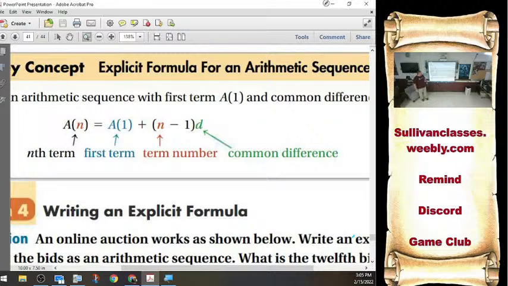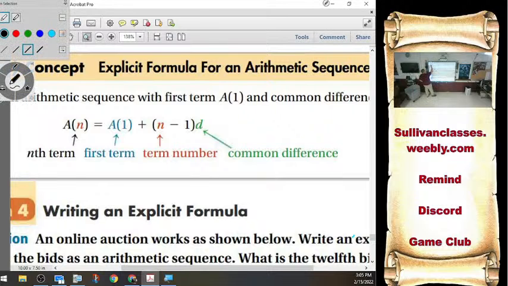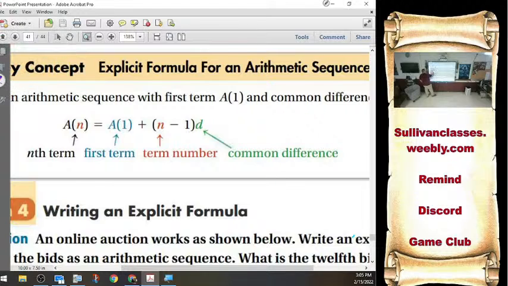They tell you what each thing means. A sub n is A of 1, so the first term. Y'all, this is written in ugly book notation. The way we're supposed to write it in upper classes is A sub 1 plus n minus 1 times d instead. It just has a subscript instead of parentheses.